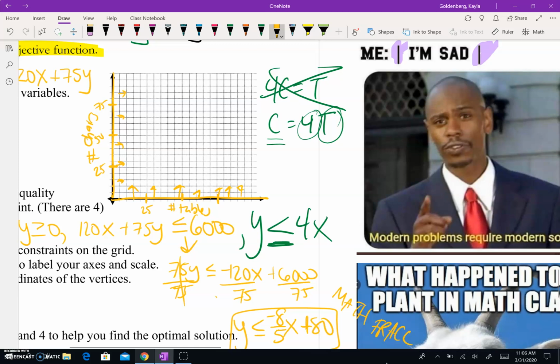My y-intercept is going to be 80. And my slope is negative 8/5, so I'm going to go down 8 over 5. So down 1, 2, 3, 4, 5, 6, 7, 8 over 1, 2, 3, 4, 5.